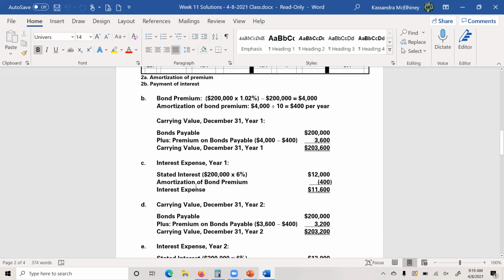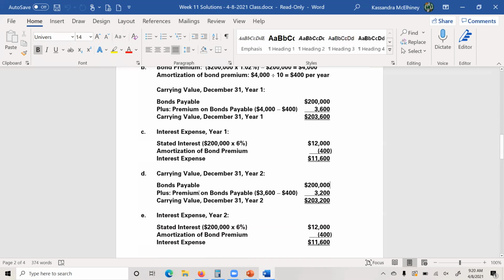So again, like I mentioned, what you calculate in part C for interest expense year one, using the straight line method. And since we have a nice neat January 1st issuance and December 31st payment, we don't have to do any accrual at the end of the year of less than a year's worth of interest. So our interest expense year one and year two are going to be identical. So you can pretty much just copy paste part C for part E.